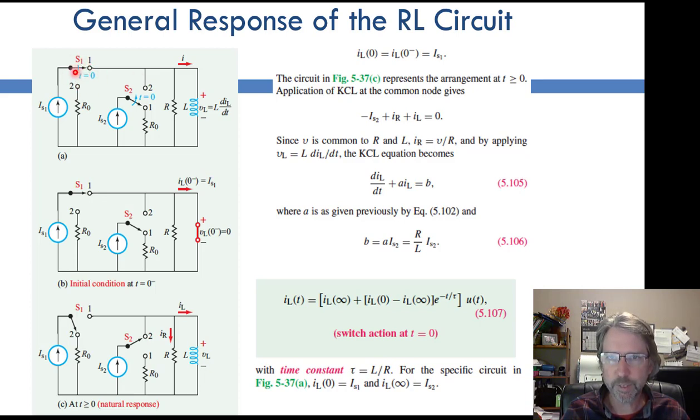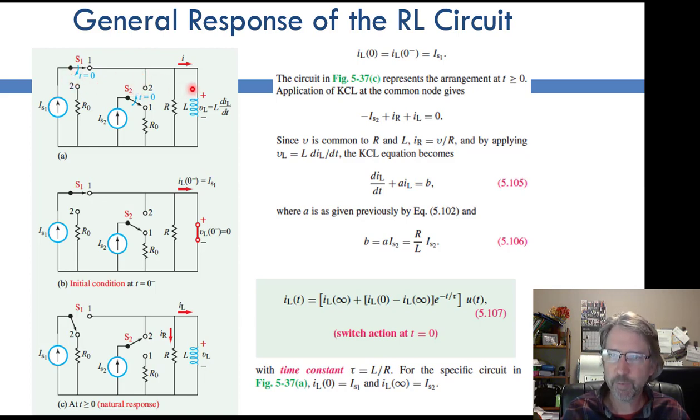At t equals 0, switch 1 goes from 1 to 2, so it switches this current source out, and switch 2 goes from 1 to 2, so it switches this current source in. It doesn't matter, we just analyze the circuit for before t equals 0 and after t equals 0 and redraw it to get rid of the switches.